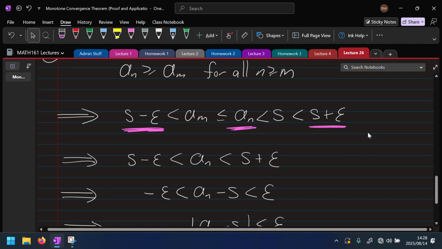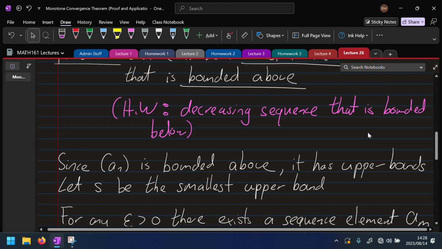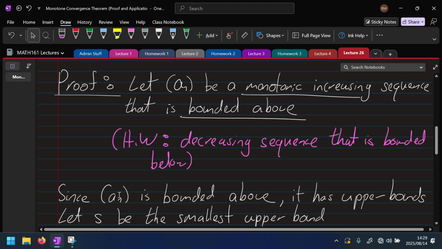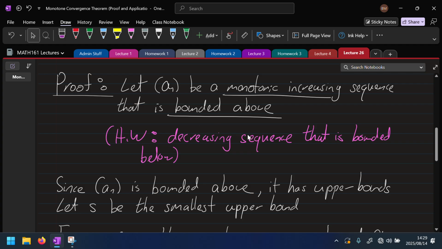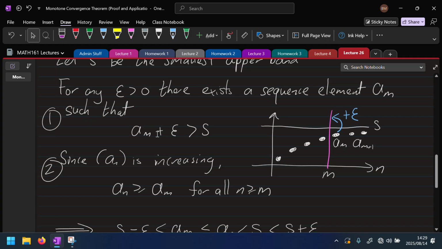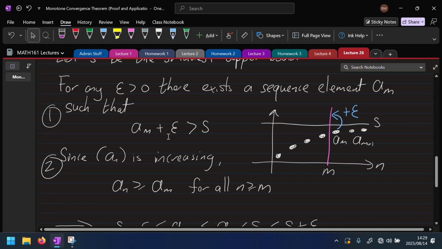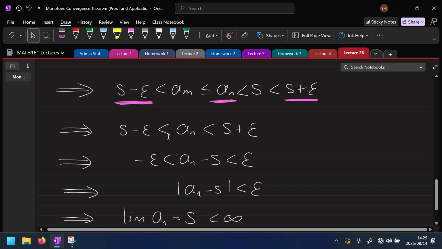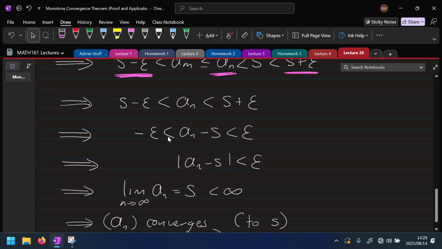Okay, so for homework, you're going to do the same thing, but for the other way around. So here, you're going to start from here. So it's going to be decreasing, bounded below. So you're going to take a sequence that's bounded below, so it will have some lower bounds. And then you can say, I don't know, L or something is the largest lower bound. And you go again. So then if you have a lower bound and you minus epsilon, then you go below. So it's all the same, and the rest of this is the same. So you just swap it around to do the lower case.